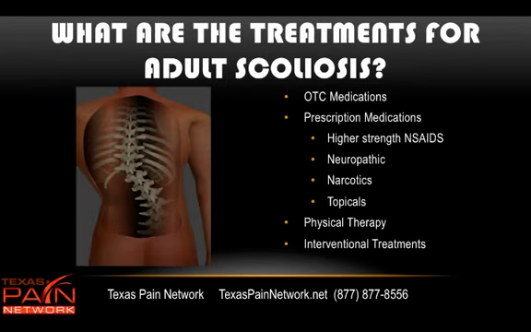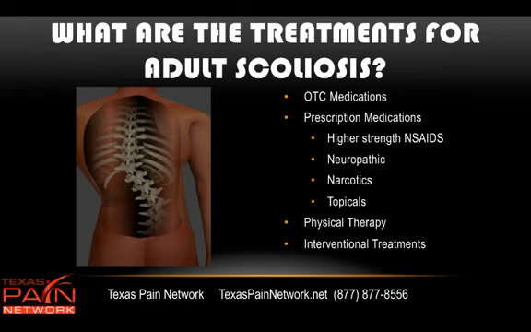There are many treatments for adult scoliosis. The most simple is over-the-counter medications such as anti-inflammatories, Tylenol. Prescription medications may include higher strength anti-inflammatories, neuropathic medications such as Neurontin and Lyrica, narcotic medications for when the pain is bad, and then topical. This can be either a pain patch or a prescription pain cream.